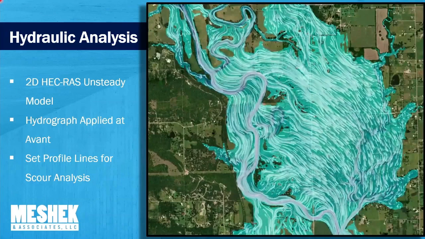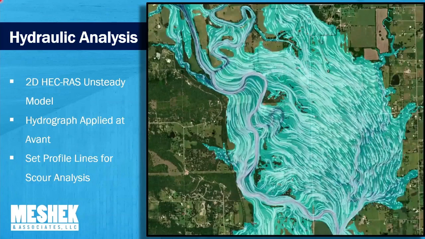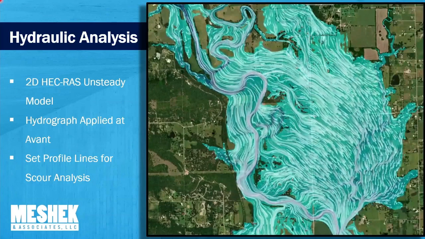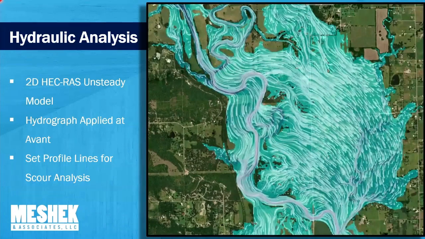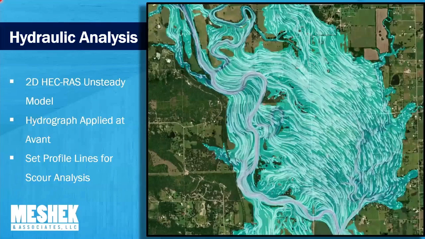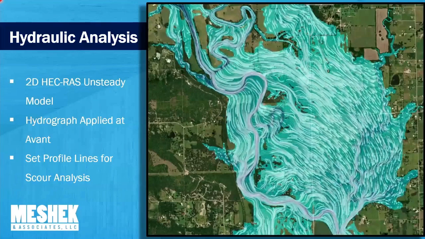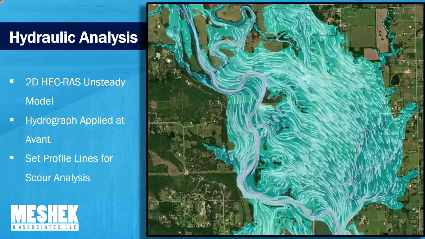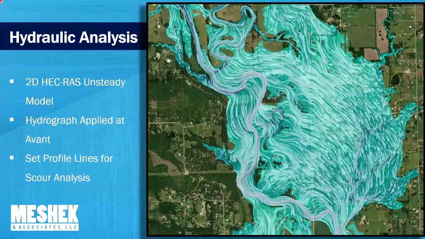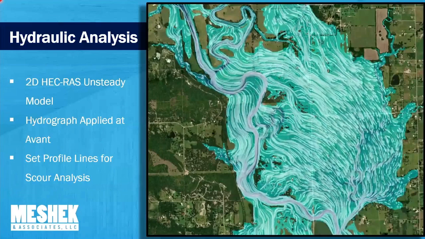So one thing we could do with the 2D model is determine the water surface elevations around the bridge, just like you could do with a 1D model. Also, the 2D model worked well with this bridge because the bridge is perched and it is not pressurized. All we had to do was make sure that we added in some piers and abutments to account for those features that do interact with the water.